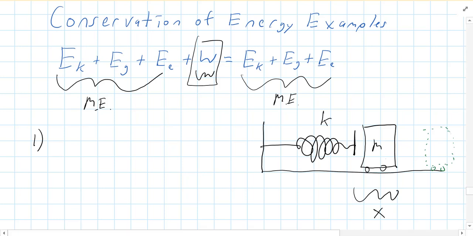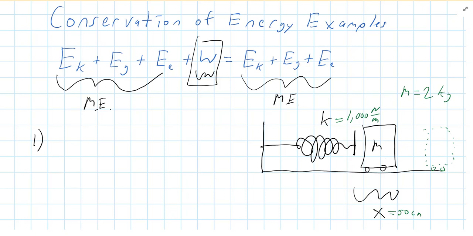Let's say K is 1,000 newtons per meter. Let's say X is 50 centimeters. And let's say the mass of that, let's say it's a book, is 2 kilograms. And notice it's on wheels, so we're not going to worry about friction at all. All right, so how fast is the book going after it leaves the spring?